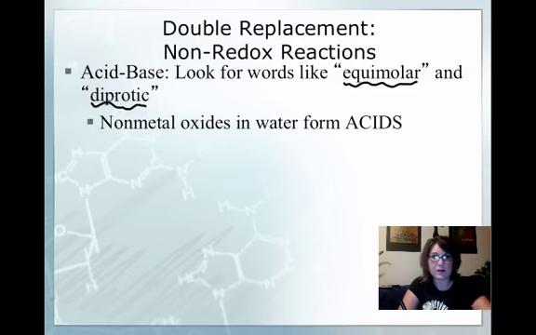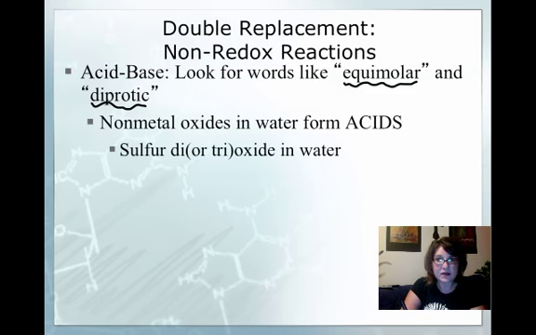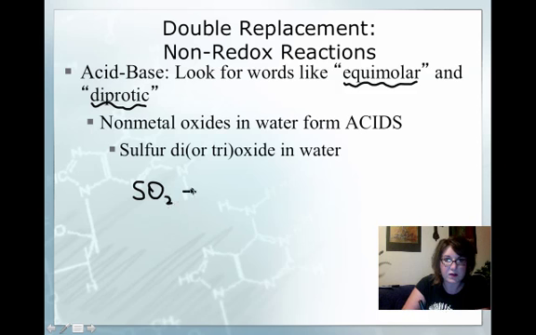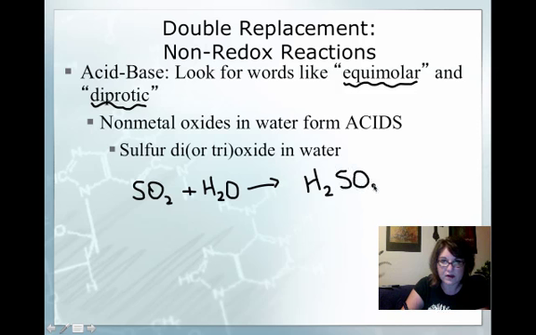So, what do we do? First of all, you need to remember that nonmetal oxides react with water to form acids every single time. So if you have sulfur dioxide or sulfur trioxide in water, it's going to make an acid. So let's predict. Sulfur dioxide looks like this. When we combine it with water, how many oxygens do we have altogether? 1 here and 2 here. So guess what kind of acid we're going to make? Sulfurous acid, with 3 oxygens.